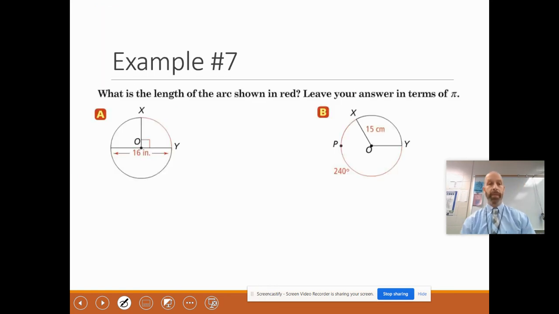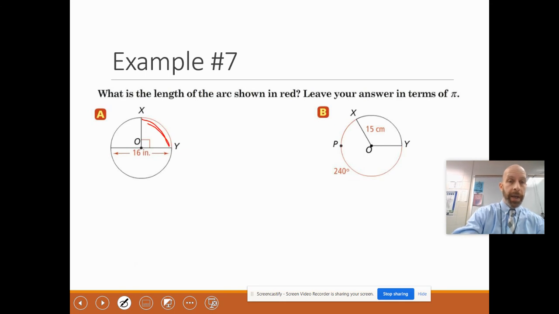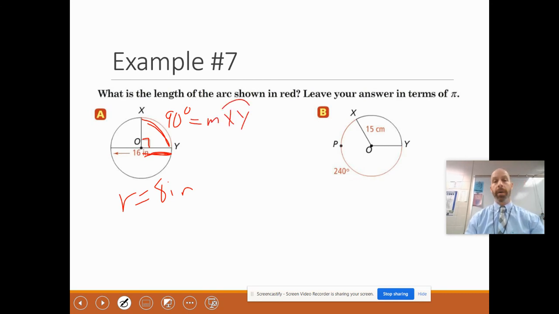Let's just look at an example. So this is the last example, and we'll be done. What is the length of the arc shown in red? So here our arc shown in red is right here. First of all, let's make sure we know what the radius is. We know that the radius here has to be 8 because the diameter is 16, so half of 16 is 8. We want to find this right here. What's this central angle? That's 90. That tells us that the arc measure is 90.